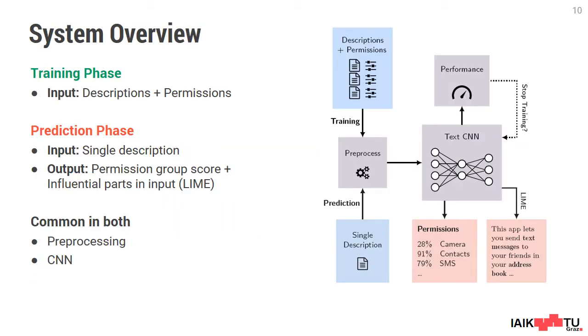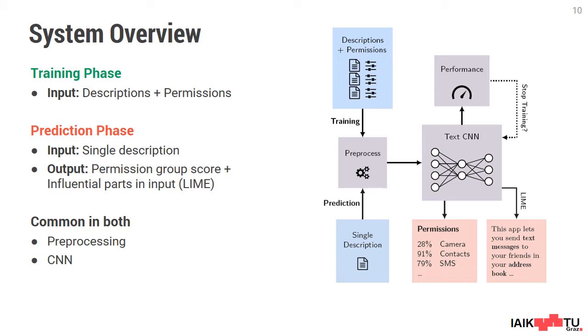Our approach comprises a training and a prediction phase. The figure on the right side highlights this process. The boxes in blue are the network input, the purple boxes are network processing, and the red boxes are the output. In the training phase, our network learns correlations between parts of description text and actual permissions of apps. In the prediction phase, our network receives app descriptions not seen during training.